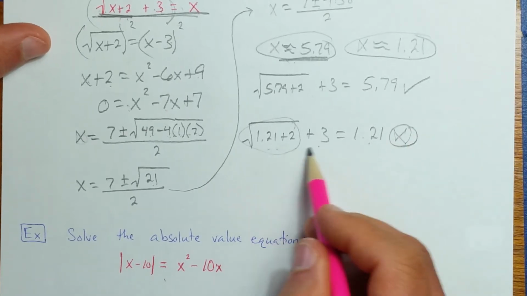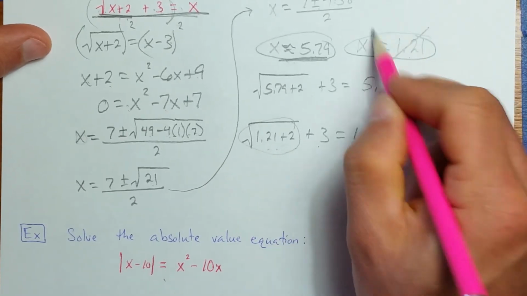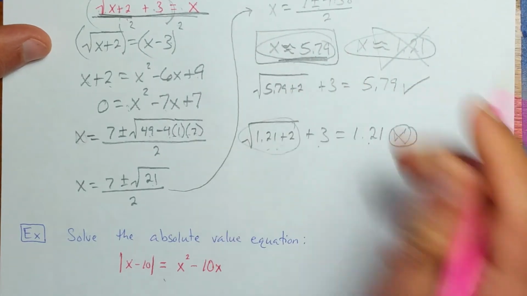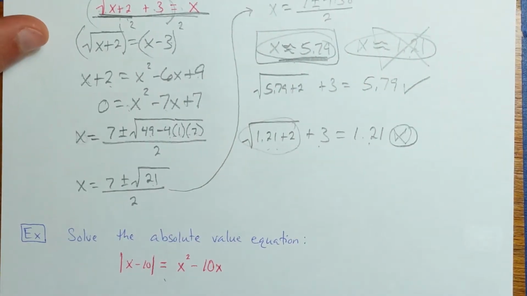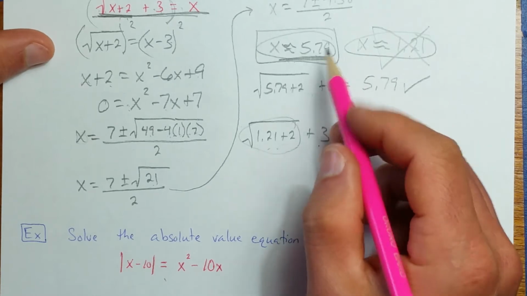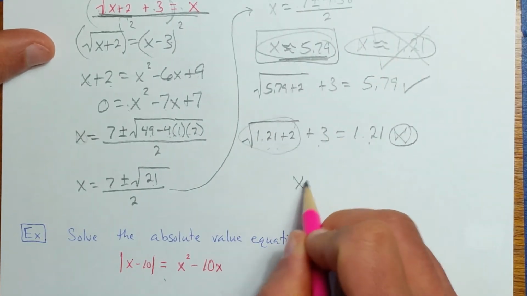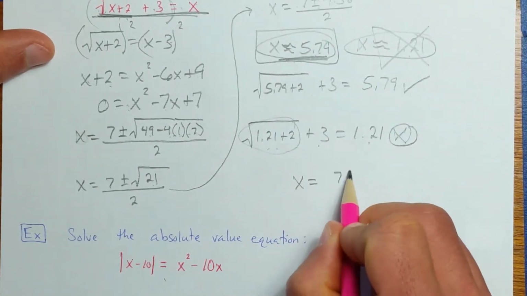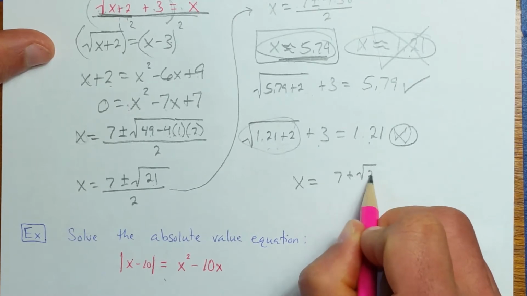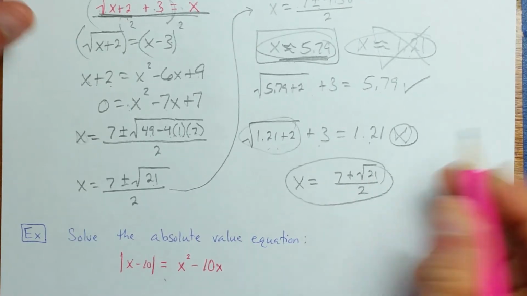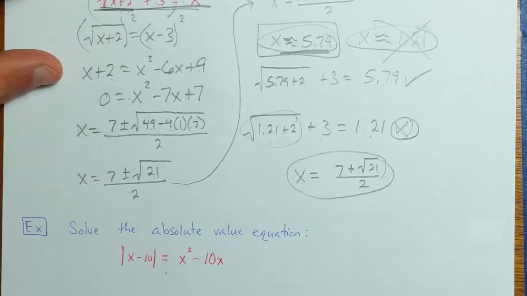You'd have a calculator, quick throw it in there, you see that it doesn't work. So you eliminate that answer, and that's the only answer you end up with. And if you wanted to give an exact answer, I would be fine with this, but you could go back and write it as a radical. It would be 7 plus the square root of 21 over 2. And there would be the exact answer.